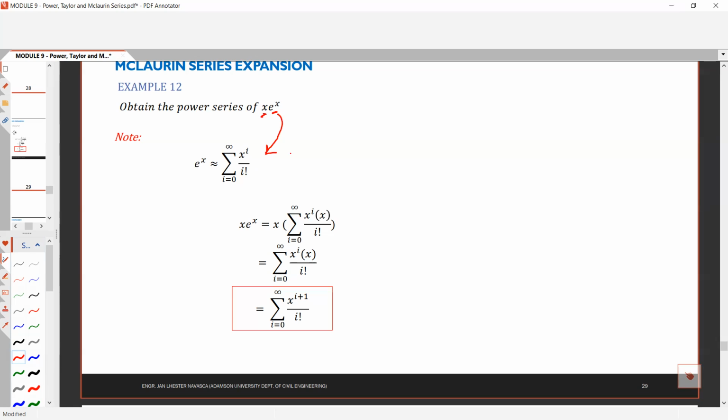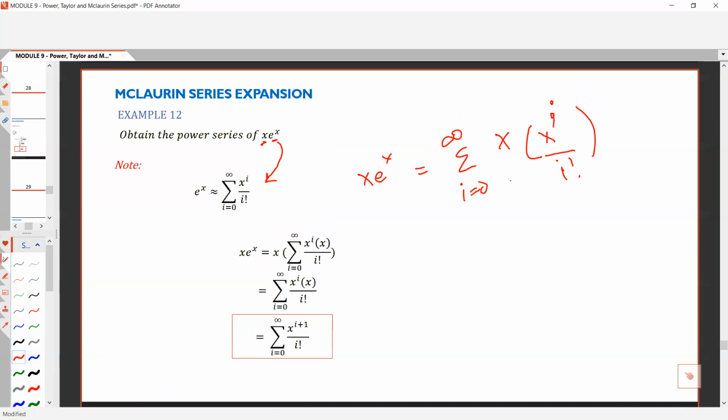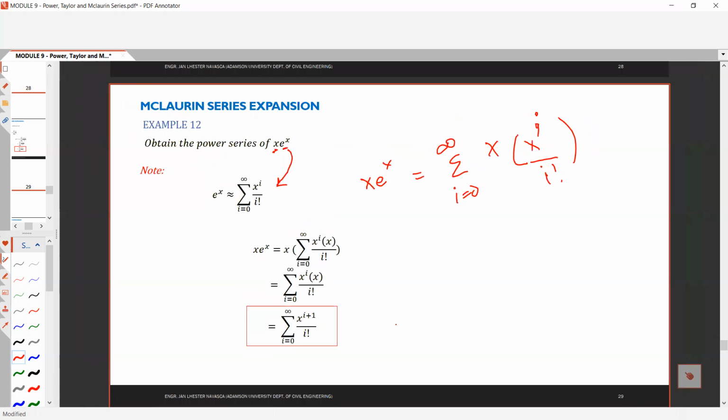So para kang magmumultiply lang dito, x e raised to x is simply summation of i equals 0 to infinity, x raised to i over i factorial. Okay? So pwede mo siyang i-multiply sa loob. So therefore, that is x raised to i plus 1 over i factorial. Okay?